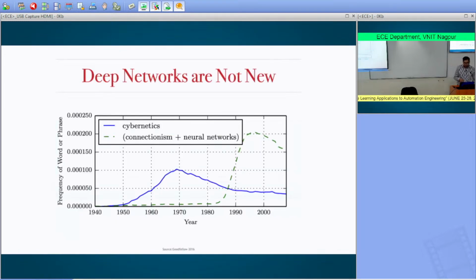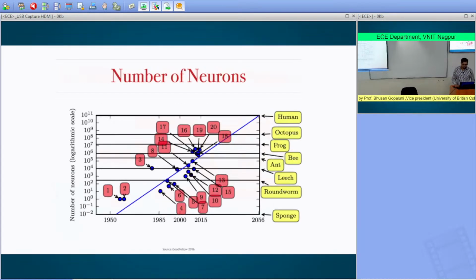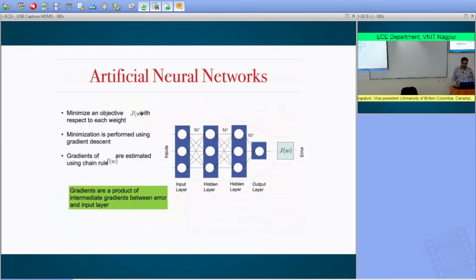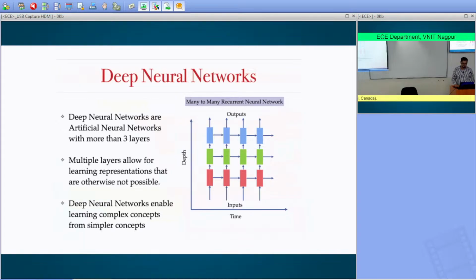So I went through this slide yesterday, not going to repeat it, I just have it here to refresh your memory, because we went through these slides as well, artificial neural networks. Okay, so I think we paused somewhere here when I introduced many-to-many recurrent neural networks.